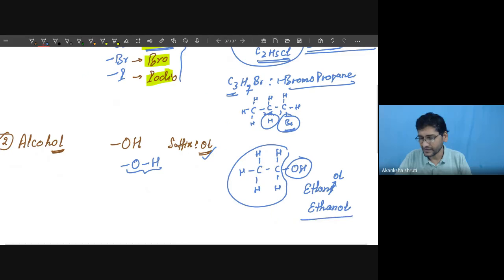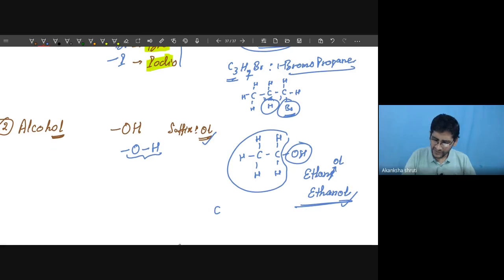This is the correct name. Are we getting it? So it is this. This OH may be present anywhere. Let me draw one more structure. Like carbon 4, I am attaching the OH here. All others are filled with hydrogen.